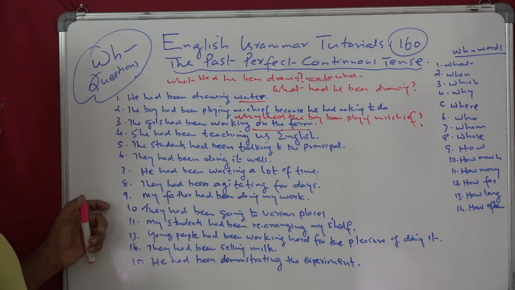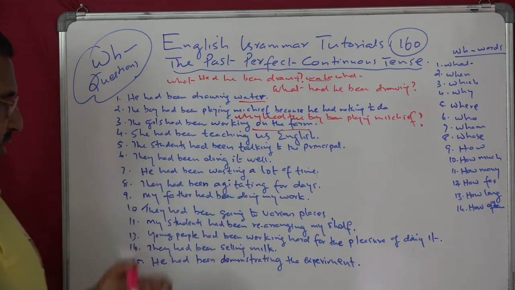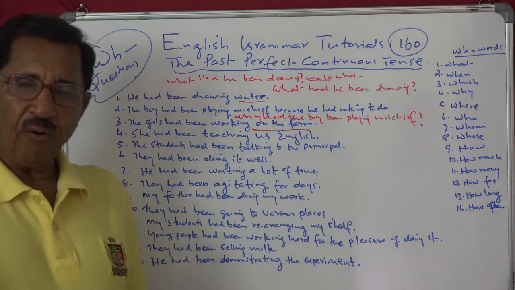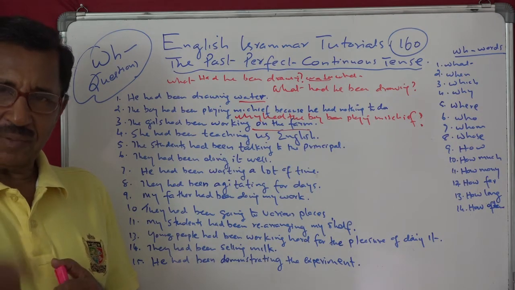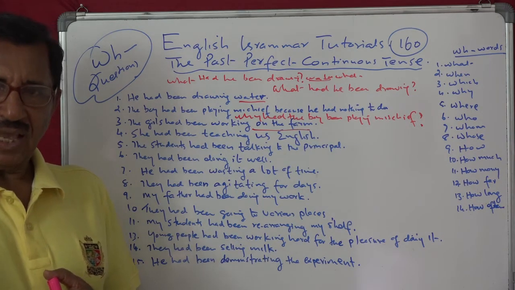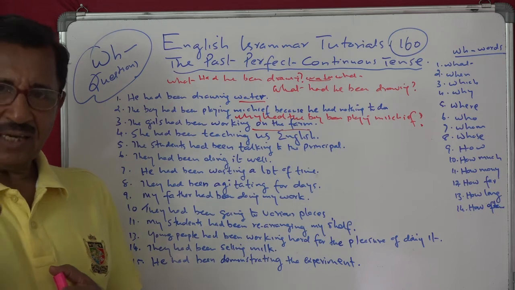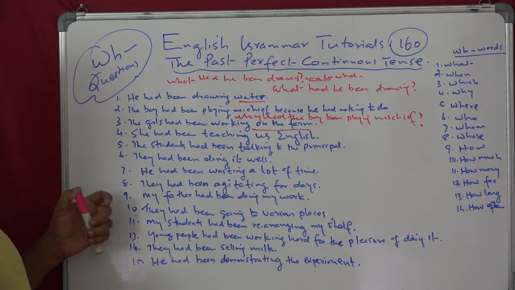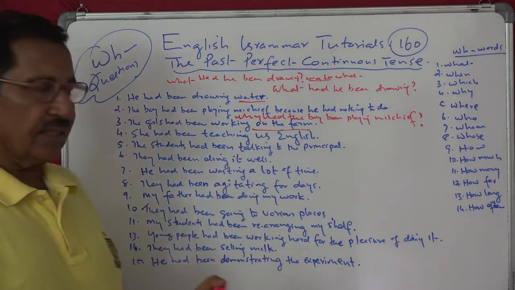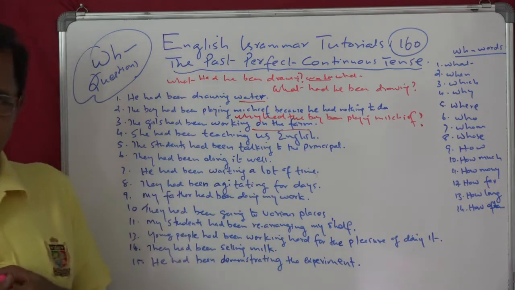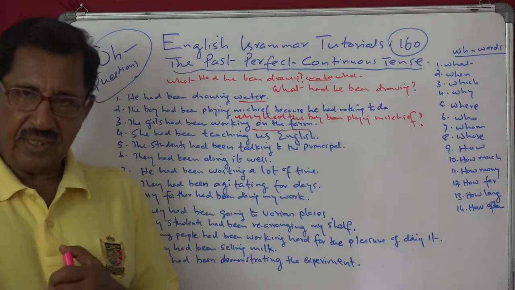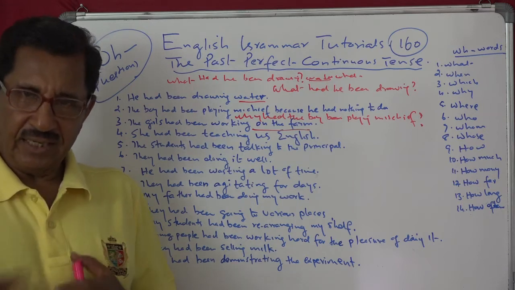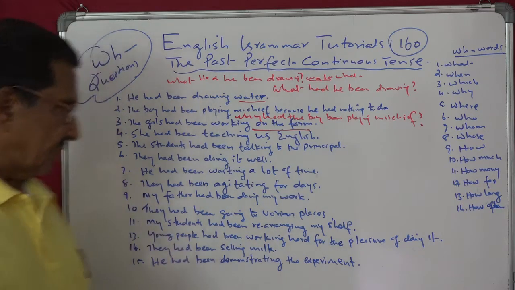Okay, the seventh one: he had been wasting a lot of time. So you have to take a lot of time as the answer, and you say how much time had he been wasting? Okay, next, eighth: they had been agitating for days. You get the answer days, then you have to say how many days had they been agitating?